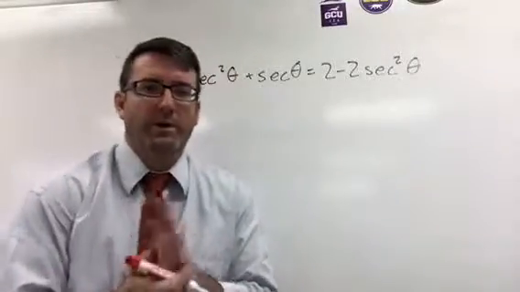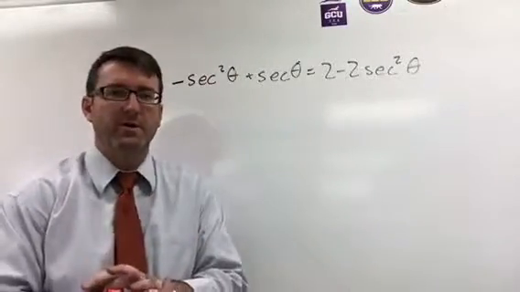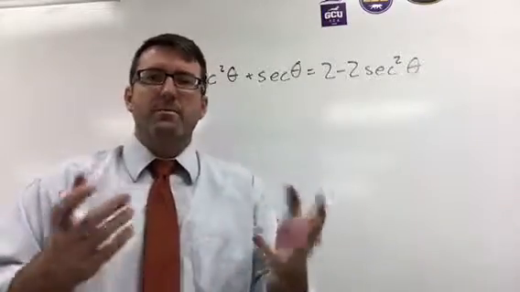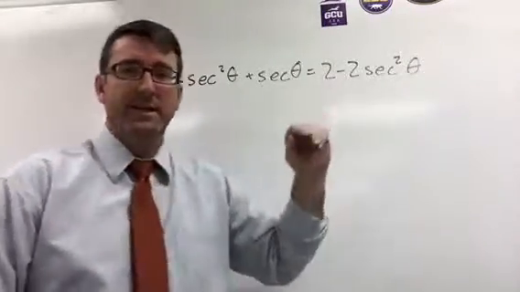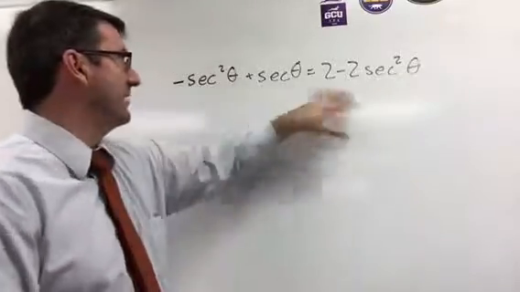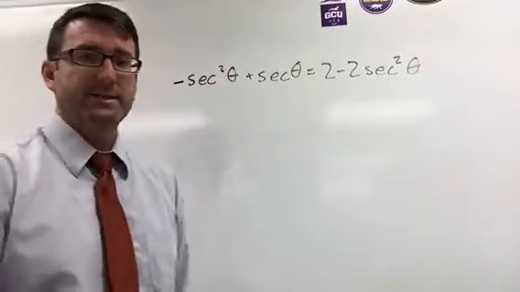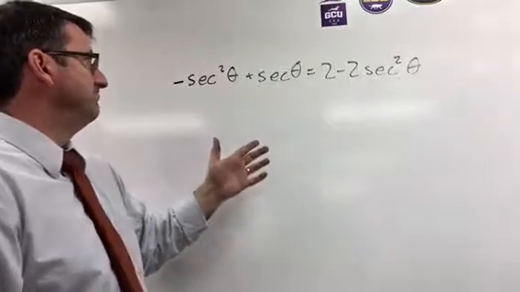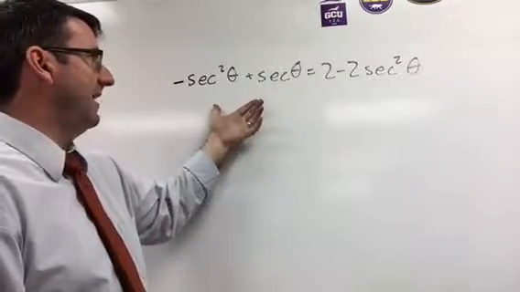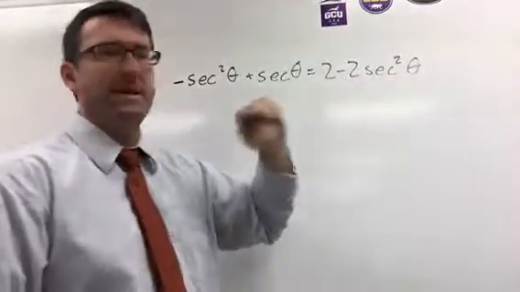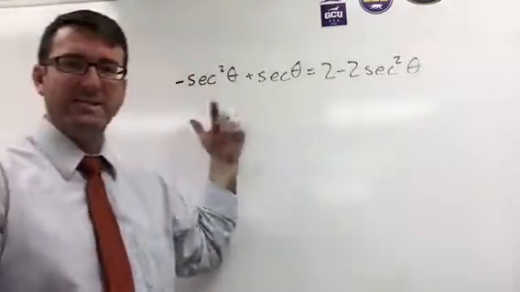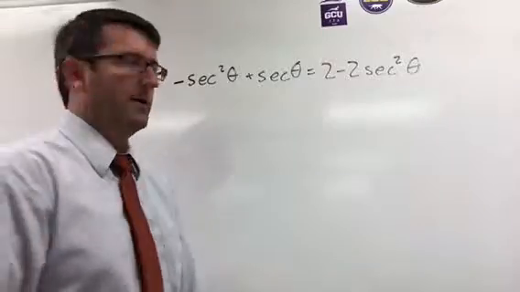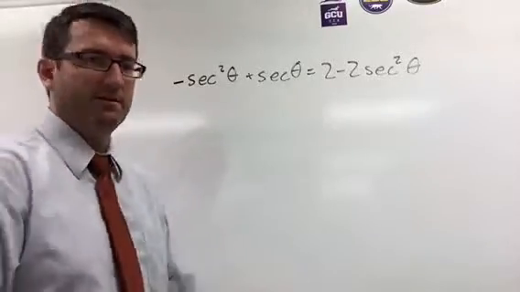All right, problem number 1. We have this problem up here on the board. Remember, with these types of problems, the first thing we want to do is get one side equal to 0. Now, it doesn't matter which side is equal to 0. In this case, I would prefer to get the right side equal to 0 because I know that if I move this over here, I'm going to get a positive secant squared. And that'll make it easier to factor.